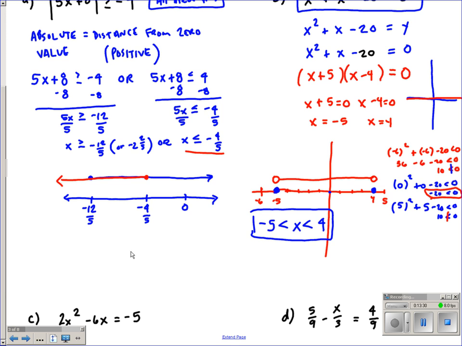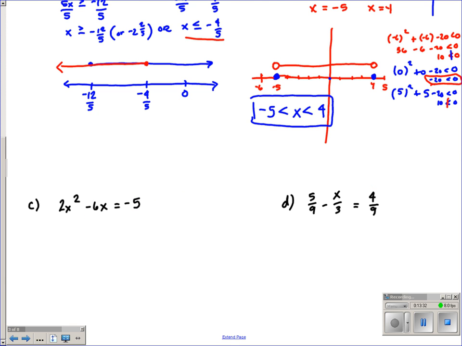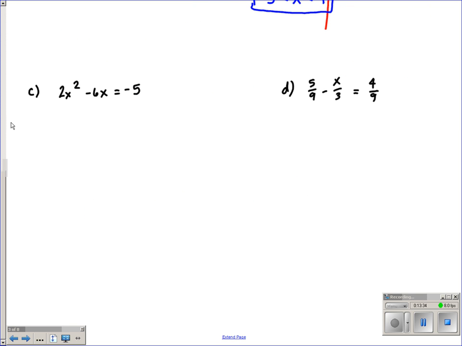All right, moving on. Problem C. We have 2x squared minus 6x equals negative 5. So we're going to take this and solve it for x. Now some of us might be thinking, let's go ahead and factor the 2x out because there's a common factor here. But we don't want to do that when it equals negative 5. We have to set it equal to 0 first.